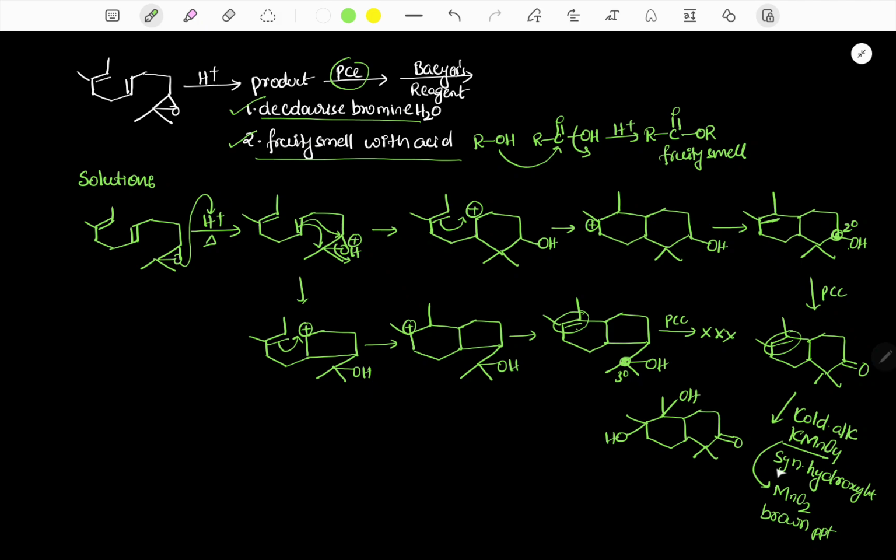So if I consider stereochemistry, we have to write syn hydroxylation: above the plane OH, and another compound below the plane OH. It is our final compound.